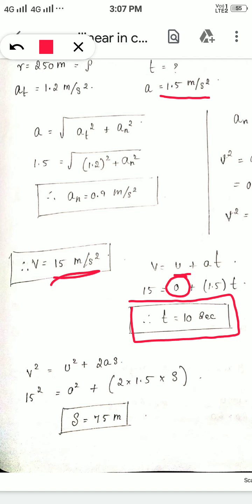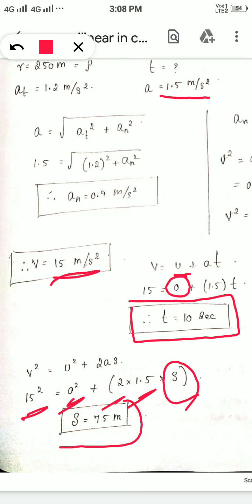With the help of this, substitute in another equation, V square is equal to u square plus 2as. V is equal to 15, u is 0, 2 times acceleration 1.5, and s we need to find now, that is distance travelled. So from this equation you can easily calculate what is our s value. This is what they had asked in the question, time and distance travelled.